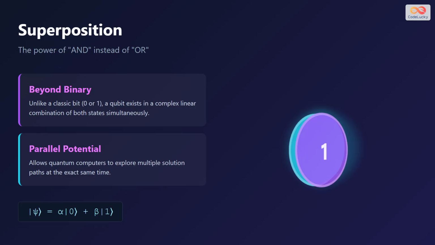Think of a coin spinning on a table. While it is spinning, is it heads or tails? It is essentially both. In a classical computer, you have to check every option one by one. But because of superposition, a quantum computer can hold and process a vast number of potential configurations simultaneously. It is not just doing things faster. It is doing them in parallel universes of possibility.